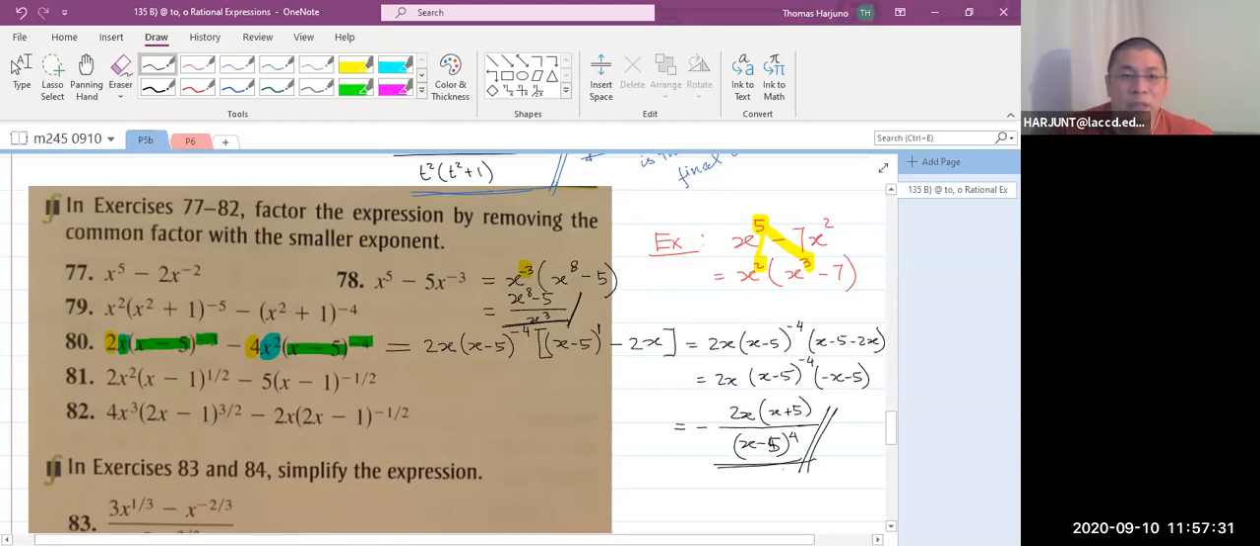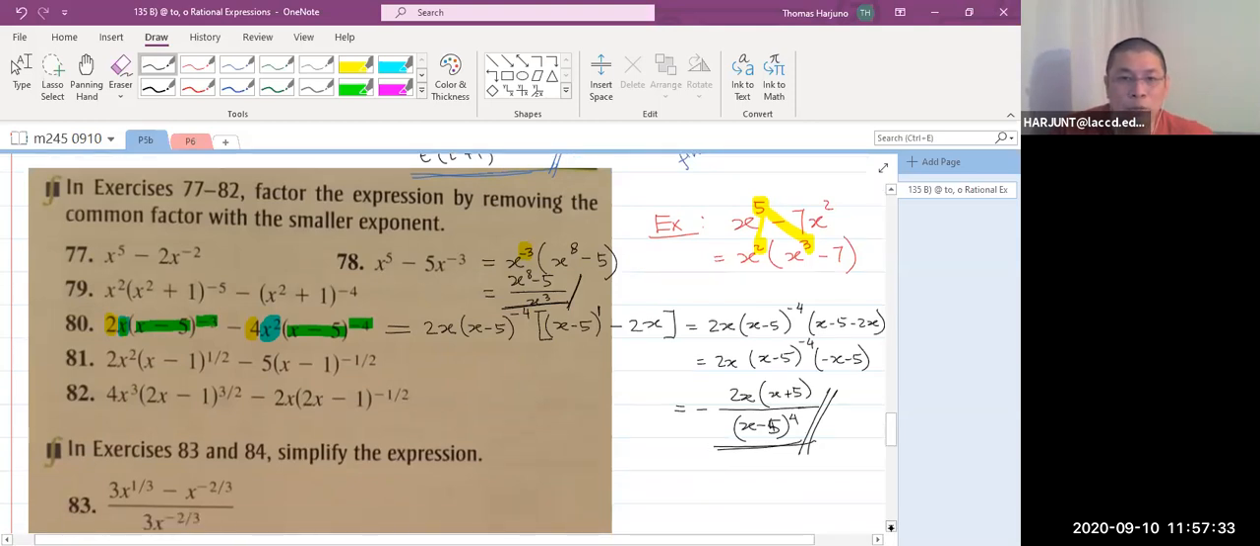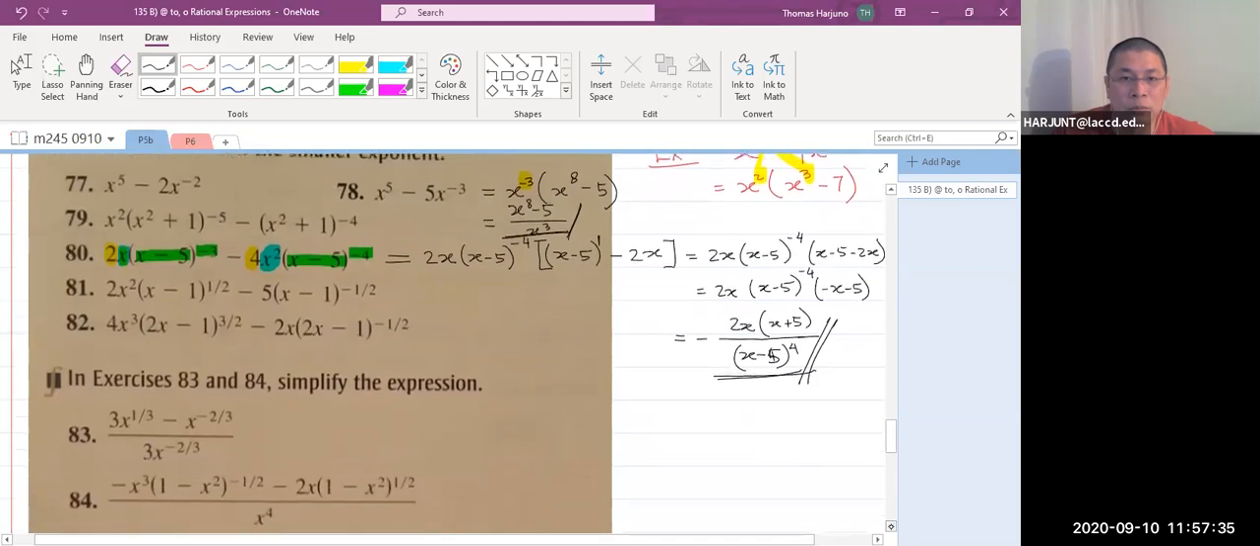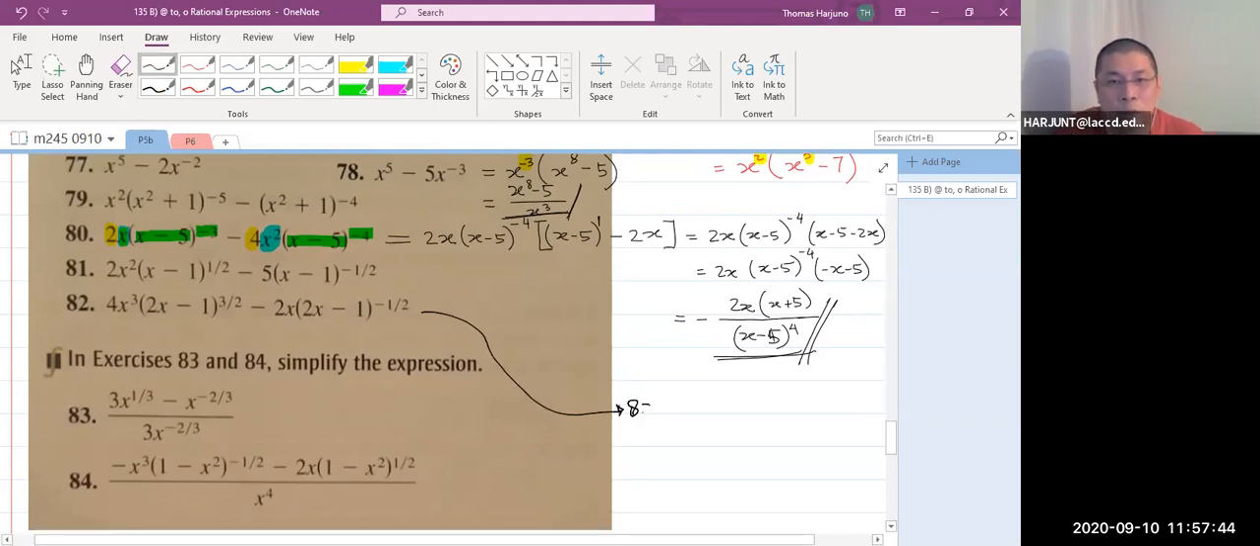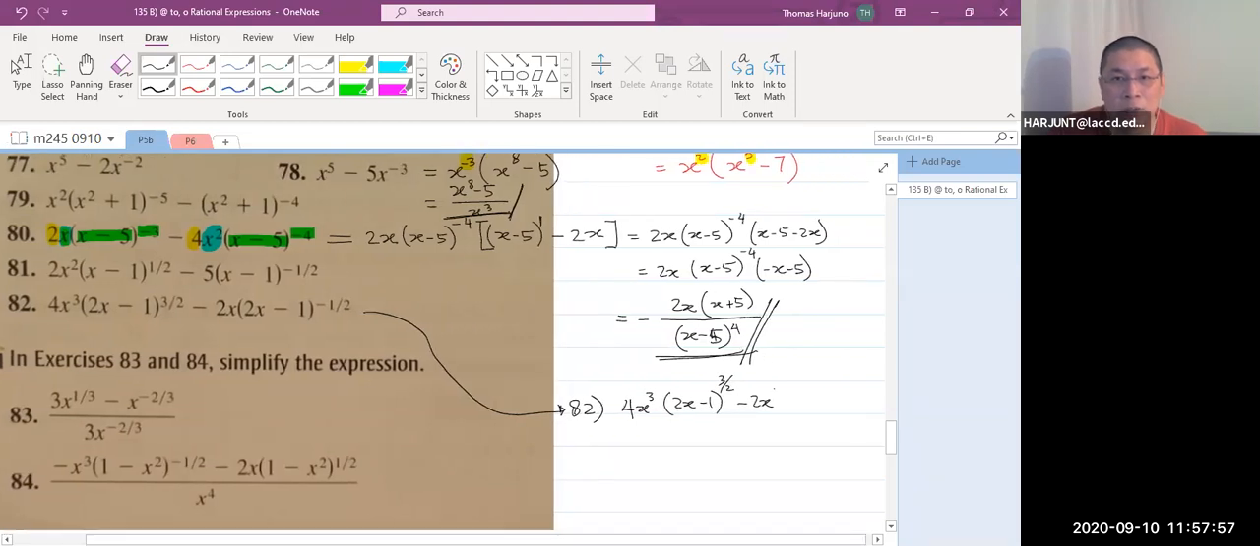Okay, let's do more. How about number 82? Let me write it down. Number 82, I have 4x cubed, 2x minus 1 to the power of 3 halves minus 2x minus 1 to the power of negative 1 half.